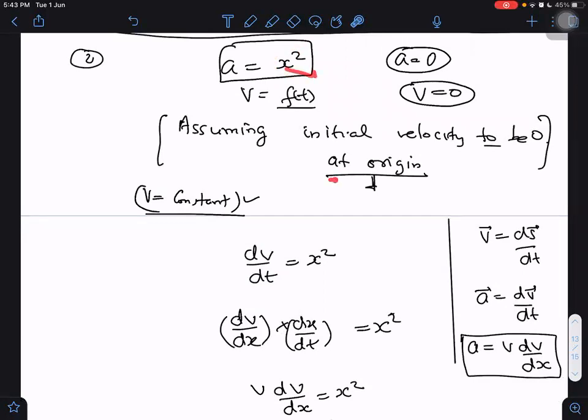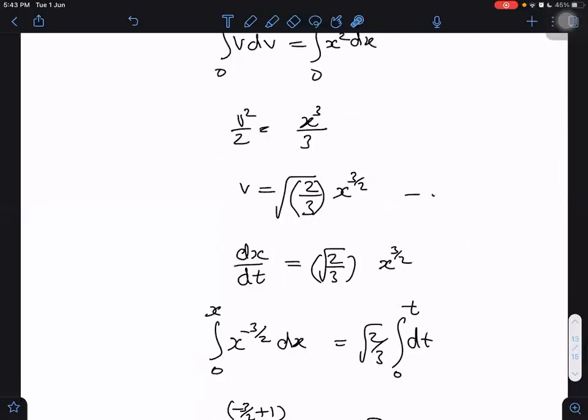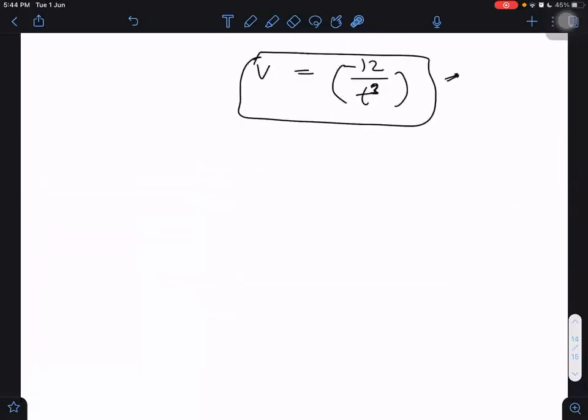Can we say that directly here also? x is 0 means origin. Initial velocity is 0, so the body is at rest, and acceleration 0 means rate of change of velocity is also 0. It means it is not changing, it is remaining there only. It cannot move.